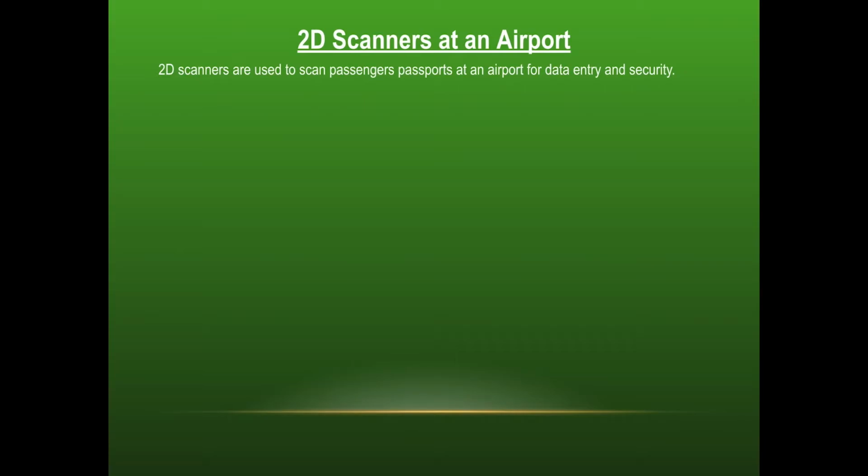So now we're familiar with how it works and the principle of operation, let's look at where it's used and why it's useful. So a really common exam question about 2D scanners might be to do with the airport, and there's two main ways that we use it here in the airport. So initially, the passenger's passport will be scanned using a 2D scanner.